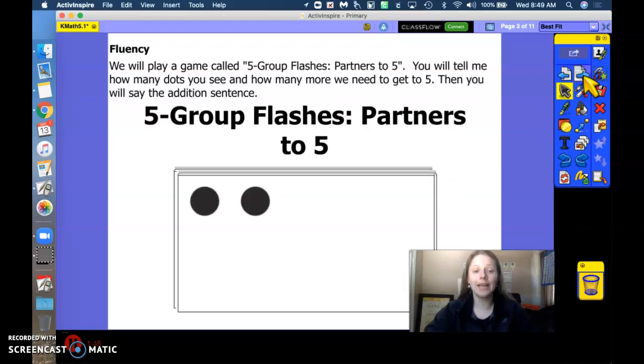All right, we're going to play a game called 5 Group Flashes, Partners to 5. This is going to get us warmed up for our next game when we do the same thing with 10.